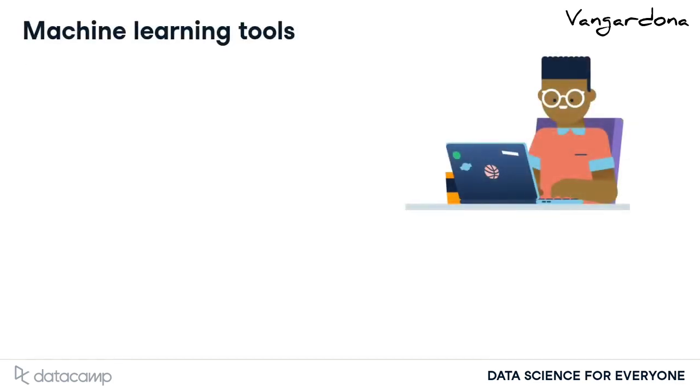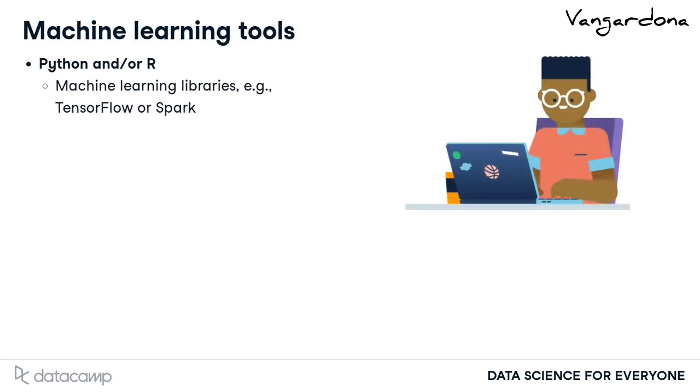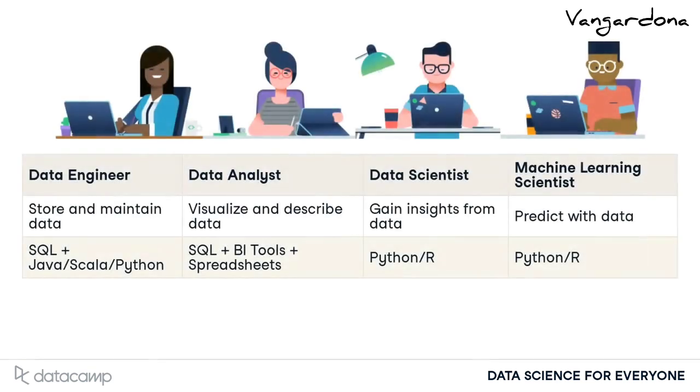Machine learning scientists use either Python or R to create their predictive models. Within these languages, they use popular machine learning libraries such as TensorFlow to run powerful deep learning algorithms. Here's a slide to recap what we've covered.